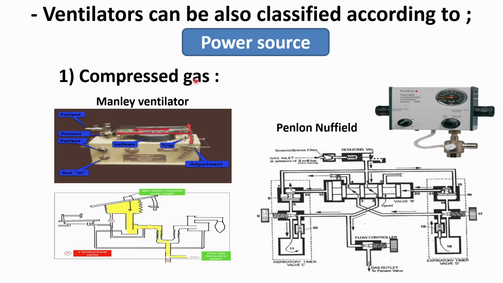In compressed gas, our examples are mainly the Manley ventilator and the bag-in-bottle ventilator. These ventilators use the gas to work, they don't need electricity to work, and they are used in remote areas and war fields because they only depend on driving gas. For example, in the Manley ventilator, here we have an adjusting bar which is used to adjust the tidal volume of the patient. Okay, and it will travel upward to this area.